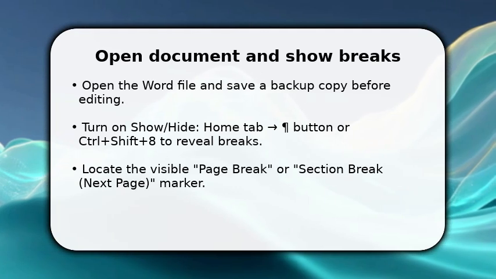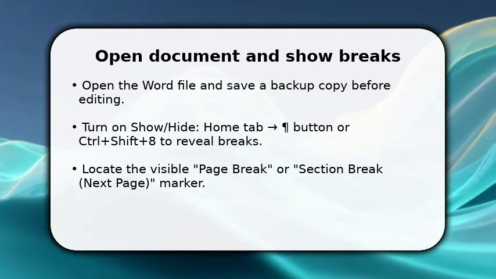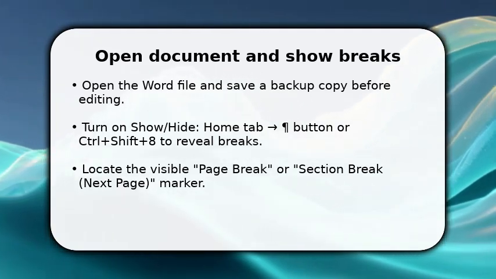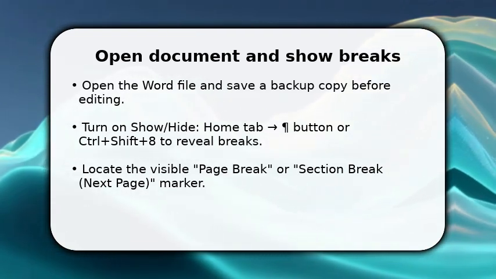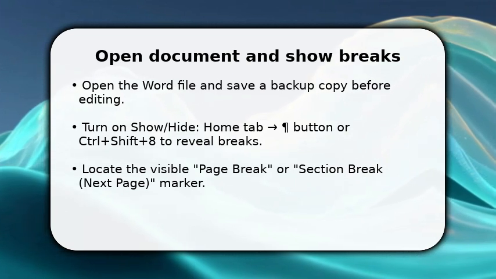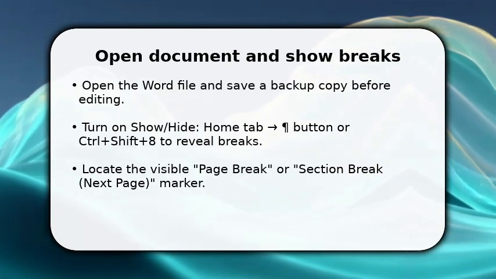You've opened the document and saved a backup. Now reveal hidden formatting so you can target breaks precisely. Turn on Show/Hide with the paragraph button or press Ctrl+Shift+8. This makes page and section break markers visible.